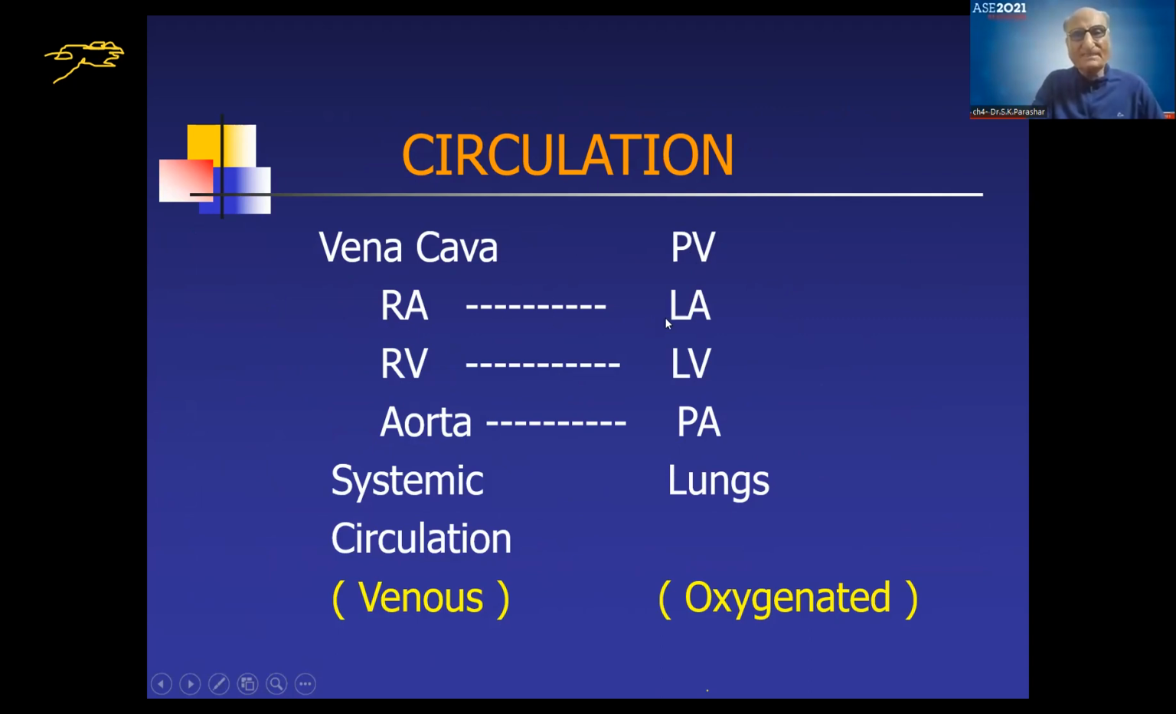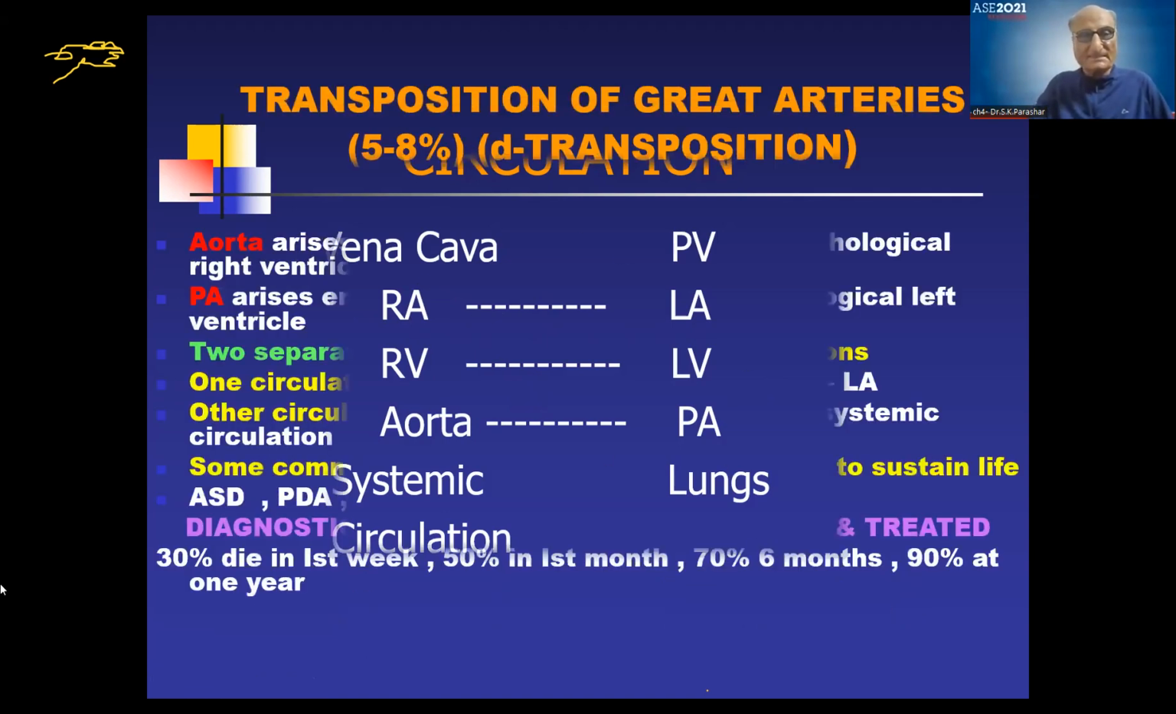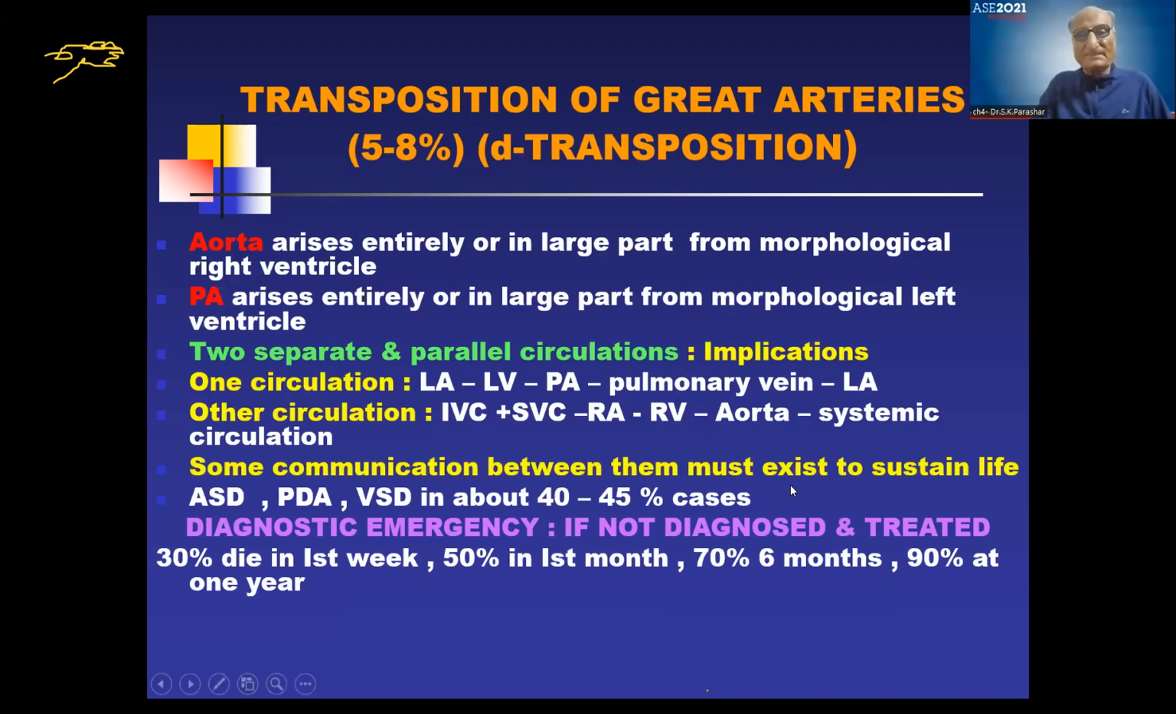So there must be a sort of shunt between them, either an ASD or a VSD or a PDA. So for a child to survive, there should be some mixing of flow, not only cyanotic blood going in one and only oxygenated in the other. As we have mentioned here, some communication between them must exist to sustain life, like ASD, VSD, PDA, in about 40 to 45% of cases, and it is a diagnostic emergency.